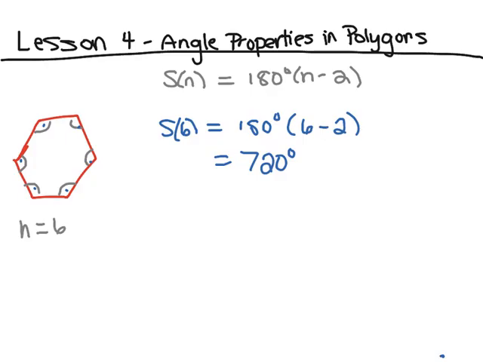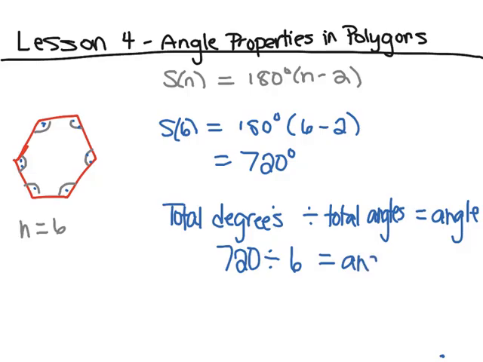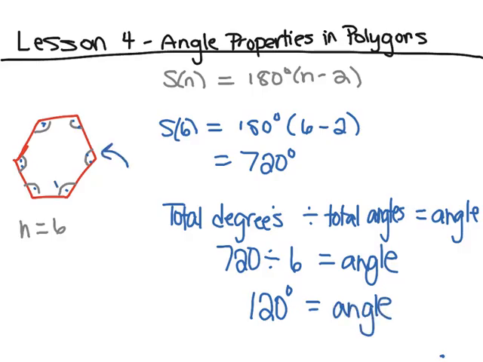And we want each single angle. So you're going to take the total degrees and divide it by the total sides, so n, to get the angle. And by sides, I mean angles, the total number of angles. So 720 divided by 1, 2, 3, 4, 5, 6 is equal to each individual angle. So 120 degrees is the measure of each angle in a hexagon. So this is 120, this is 120, all of them are 120.